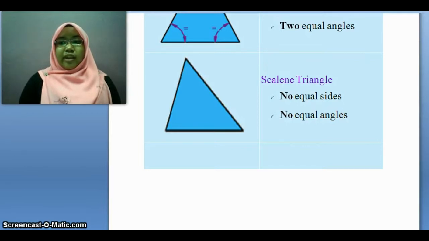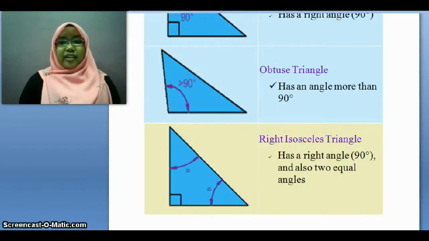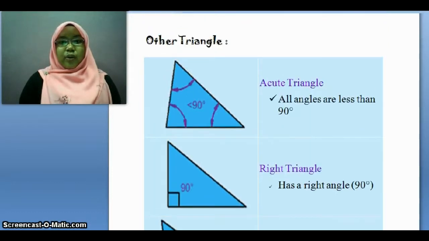What about another triangle? Other triangle, we have acute triangle. Acute triangle has 3 sides, 3 angles. But all the angles are less than 90 degrees.